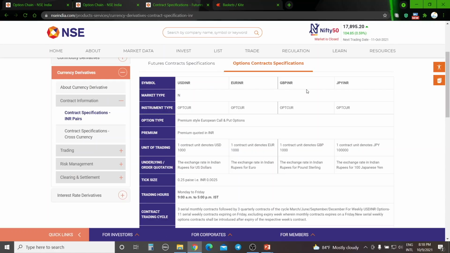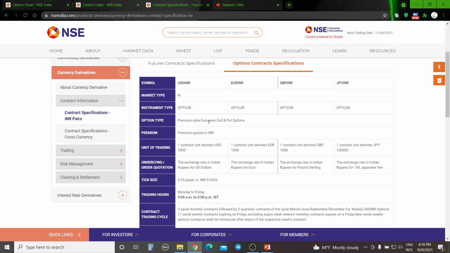So we will go through the option contract specification for USD INR option trading. Forget about the euro and other INR pairs. Like in the previous section what I told, this is not viable to trade. So the instrument type is options. The option type is European call and put options. That is why we call it PE and CE.